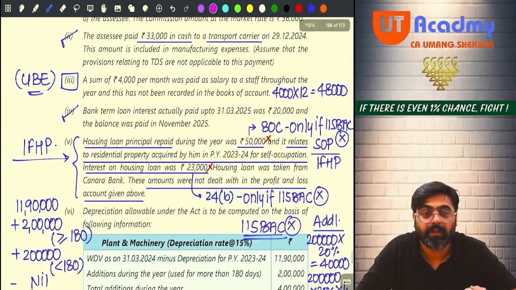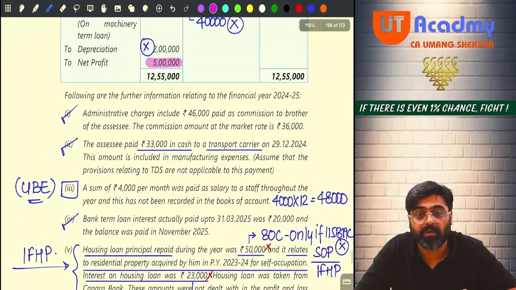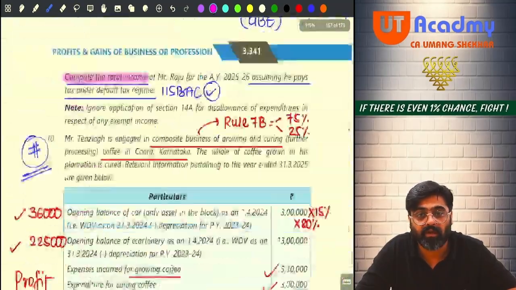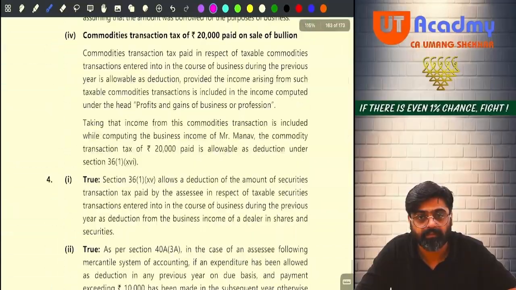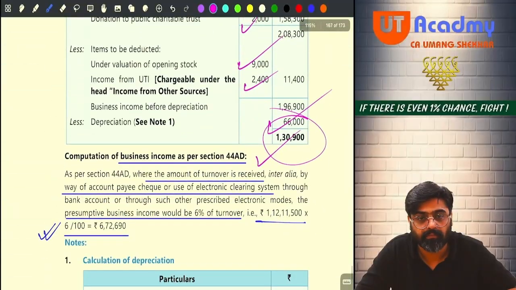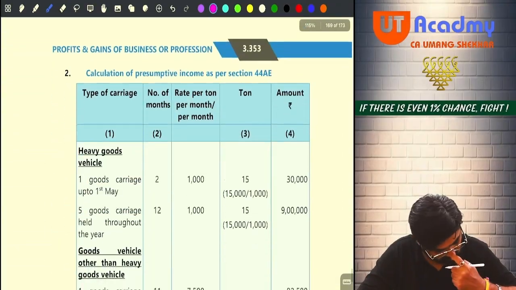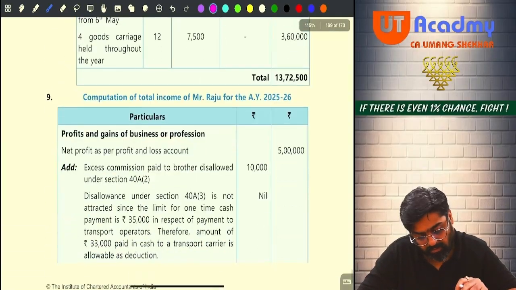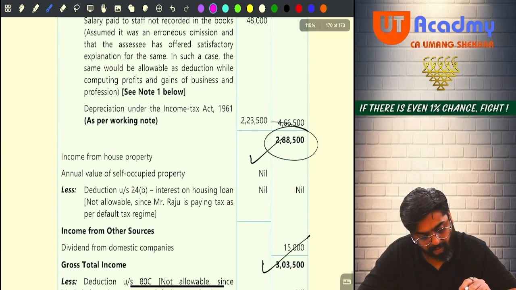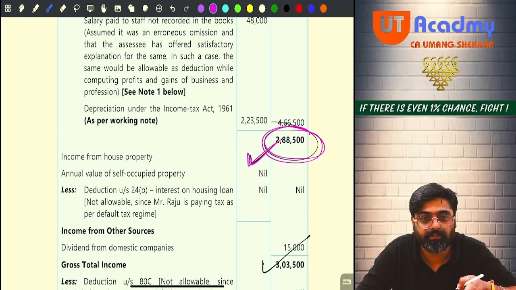Yes or no? That is, my dear friend, your PGBP income. Go and check in the textbook. 288,500 is there or not? This is question number 9, no? Can you say 288,500? This is your PGBP profit.